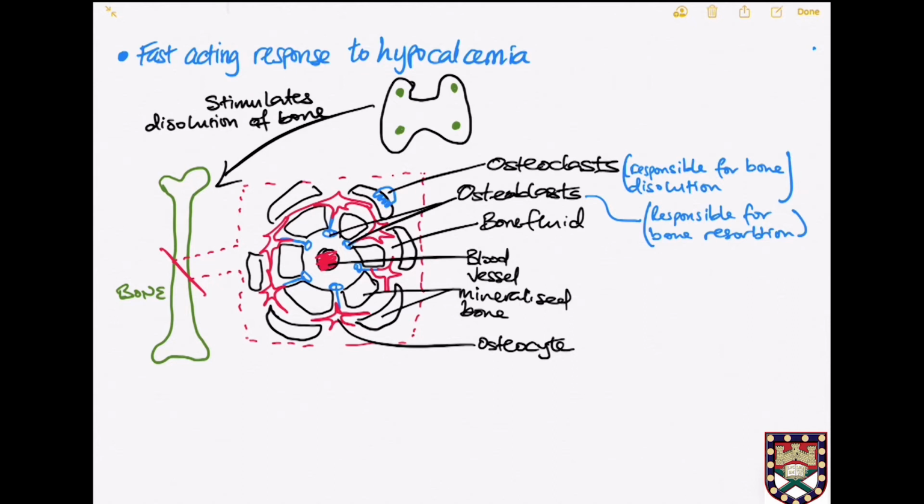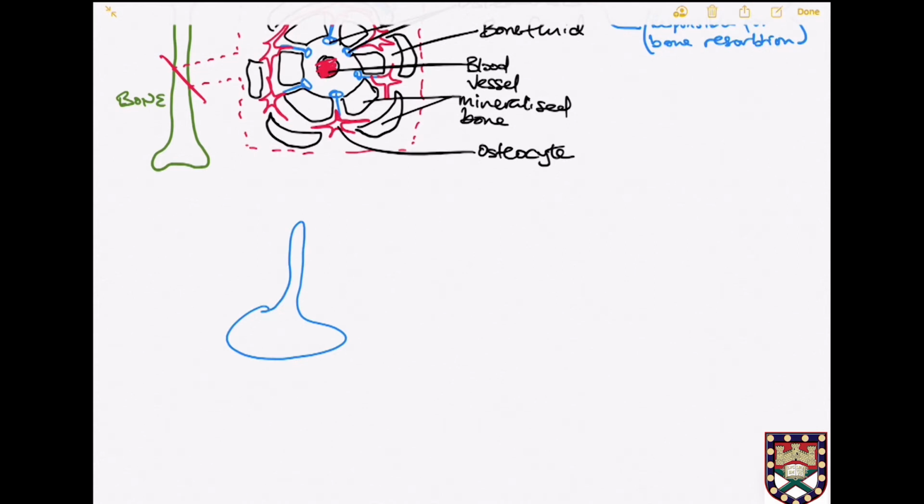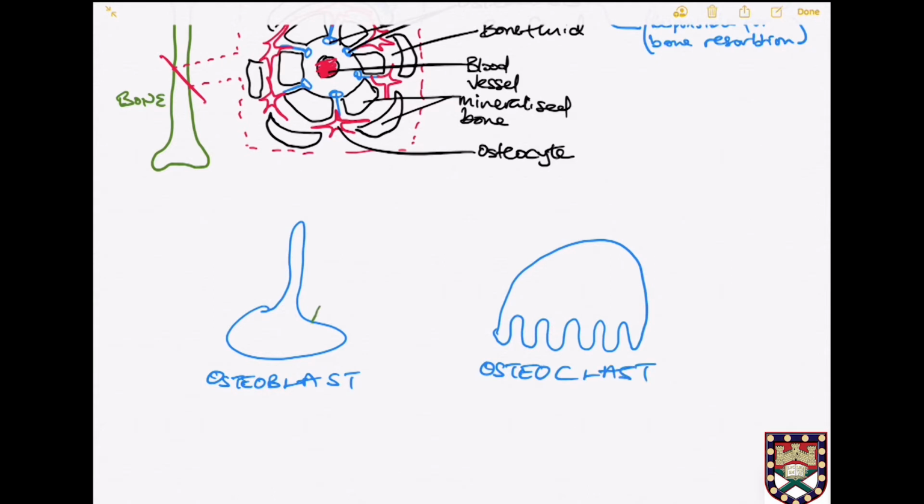So now back to our story. In chronic hypocalcemia, the parathyroid hormone stimulates dissolution of bone. It does so by stimulating osteoclasts. However, osteoclasts do not have receptors for the parathyroid hormone, but osteoblasts do.